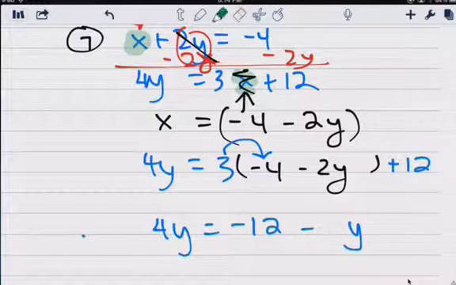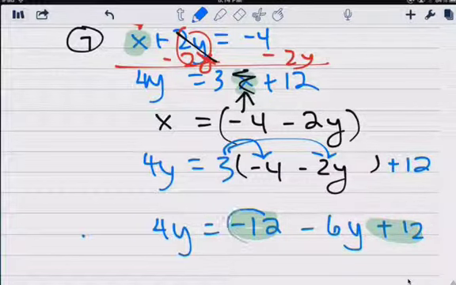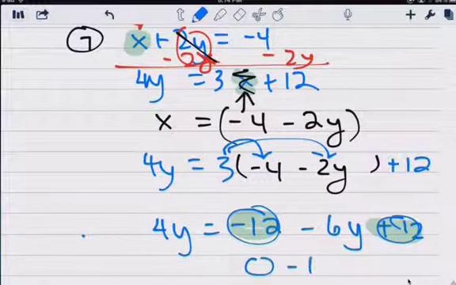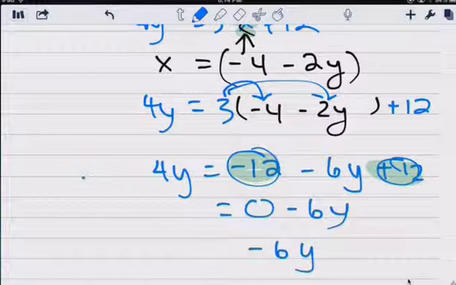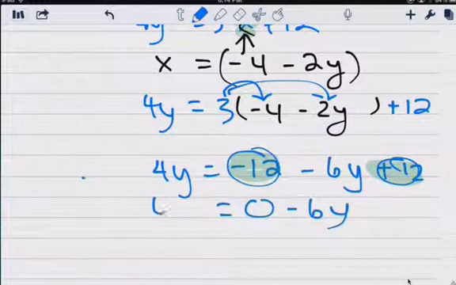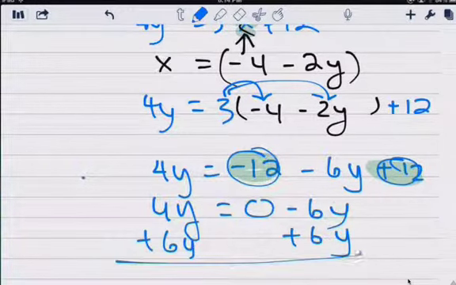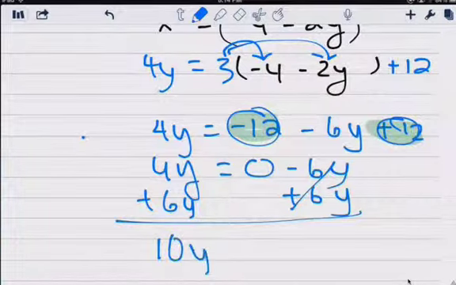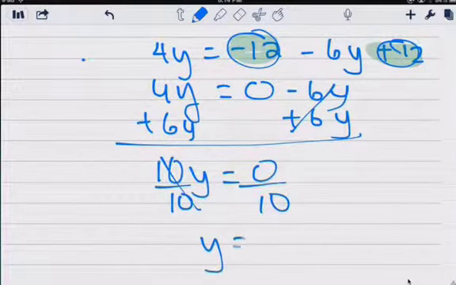So you get 4y equals negative 12 minus 2y, or minus 6y, sorry, forgot to multiply 3 times negative 2, plus the 12. These two, combine these like terms right here, that makes 0. 0 minus 6y is negative 6y. Or leave it like this, because if the 0 isn't there, a lot of kids get confused. So you add 6y, add 6y, so you get 10y equals the 0. Divide by 10, y equals 0.